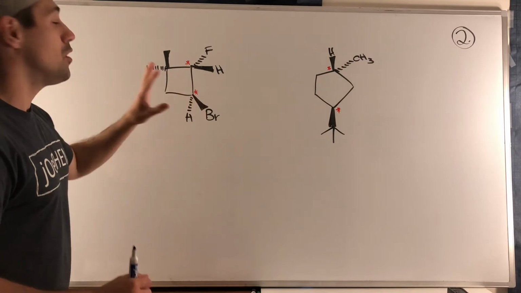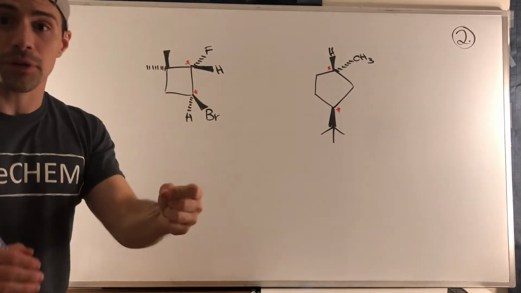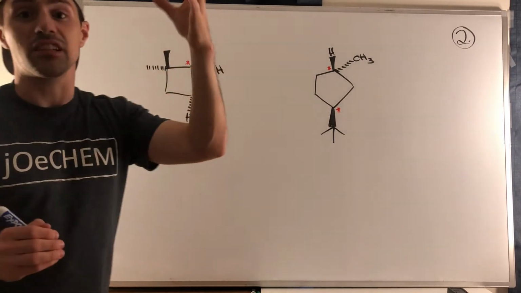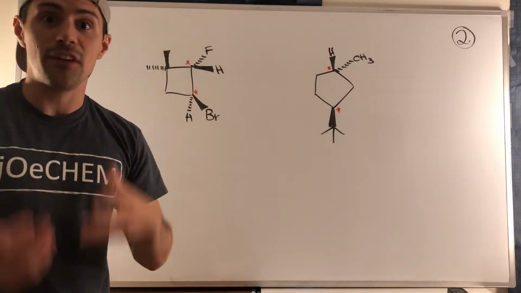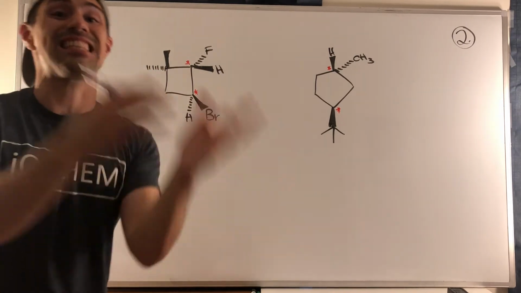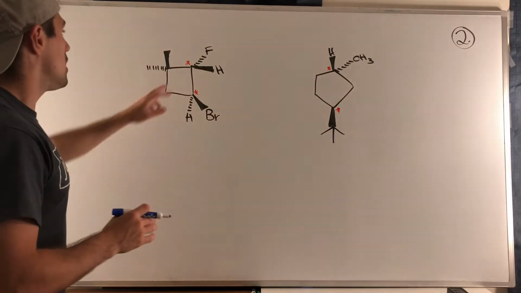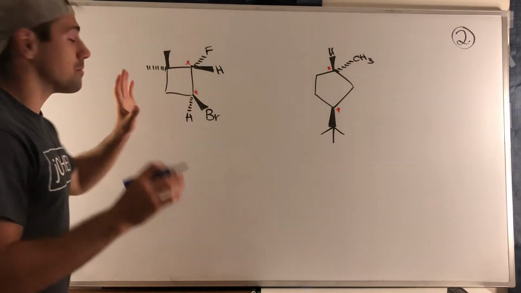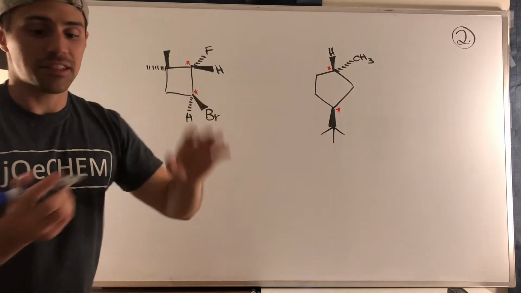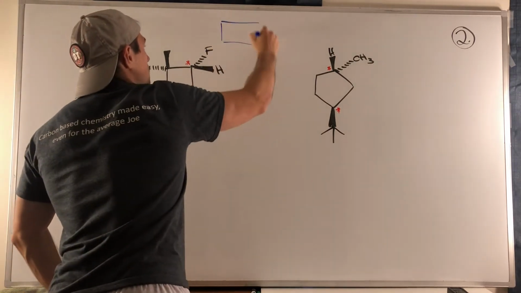But up here, we can still assign R and S, but we have to remember, since our lowest priority group is facing towards us, that's the opposite of our convention, so we'll have to assign and then take the opposite. If it's R, it'll be S, and if it's S, it'll be R. Okay, so let's look up here. Now remember, we have a halogen here, and fluorine is in the periodic table.